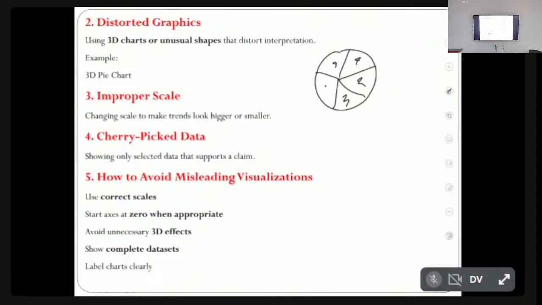Second one is distorted graphics, means what? The image is not clear. Fine, I have shown a pie chart, it is not clear. Next, improper scaling, means what? The position is not put properly. Next one is cherry pick data, means what? Only a small amount of data is taken and shown to you. Clear? Now write down how to avoid misleading visualization.